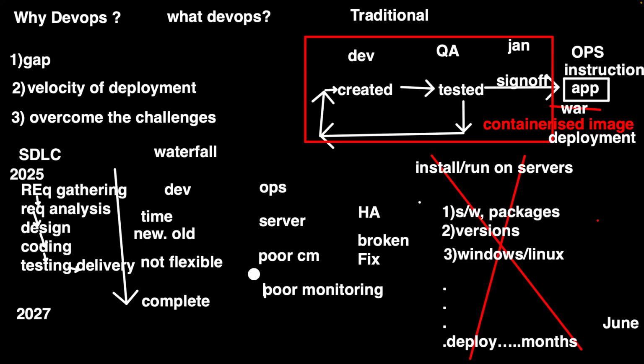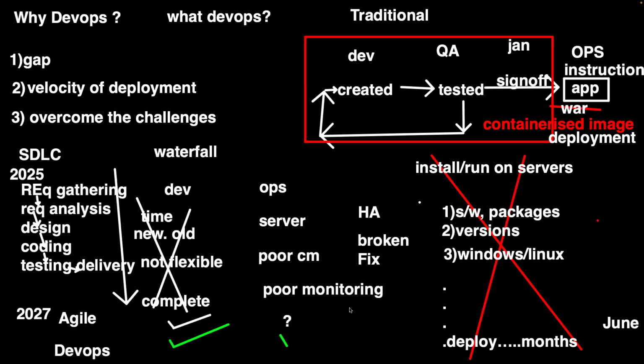How to overcome these challenges? Actually, to overcome these challenges, there came the Agile methodology. But Agile was successful only in overcoming the challenges of the development team. The challenges of the ops team are still there. Right? That's where DevOps came in, with which we are able to overcome the challenges faced by both the development team and the ops team.